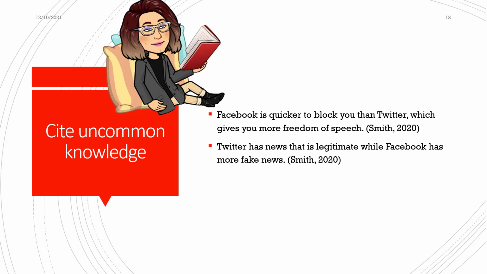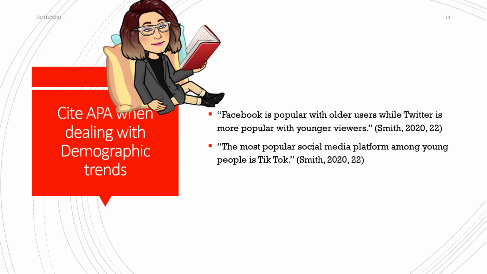Cite uncommon knowledge. Facebook is quicker to block you than Twitter, which gives you more freedom of speech on Twitter. So, Smith 2020. Twitter has news that is legitimate, while Facebook has more fake news. Then you have to cite uncommon knowledge. All of these examples come from student papers, just so you know.